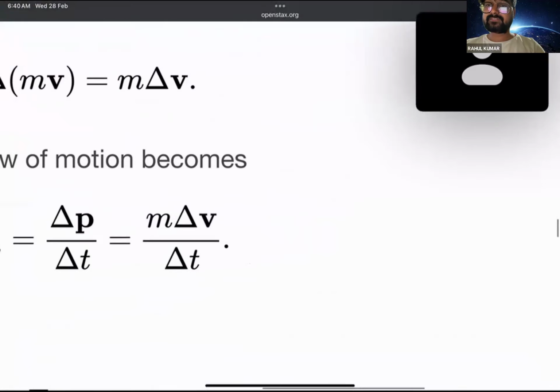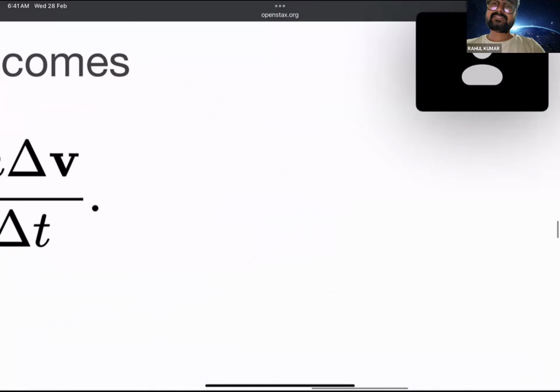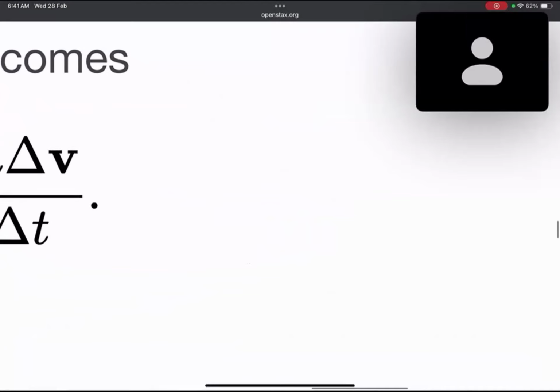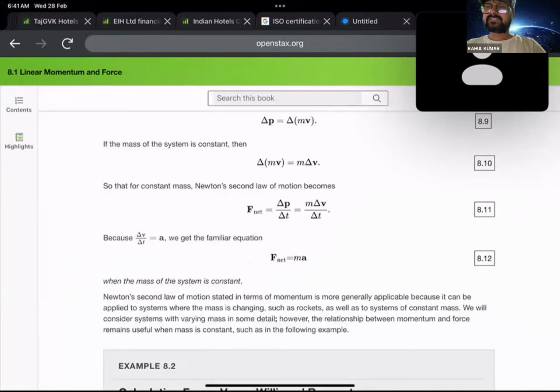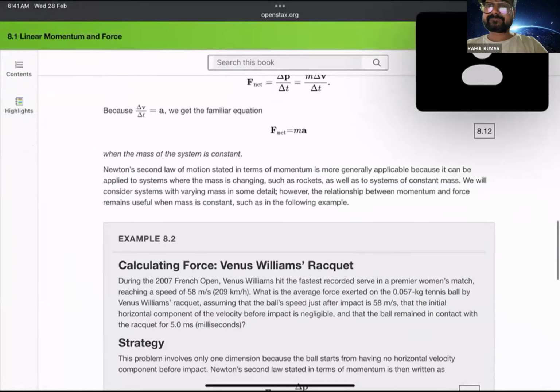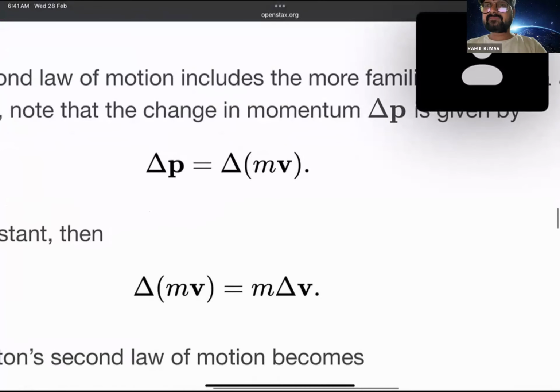What is that? Do you know this quantity? Are you seeing the screen? Like delta V over delta T? Yeah. Is this acceleration? Yes. So you can write this like mass into acceleration, right? This is only true for our system which has constant mass. The systems for which the mass is not constant, you cannot say that change in momentum is equal to mass multiplied by delta V, because mass will not come outside.